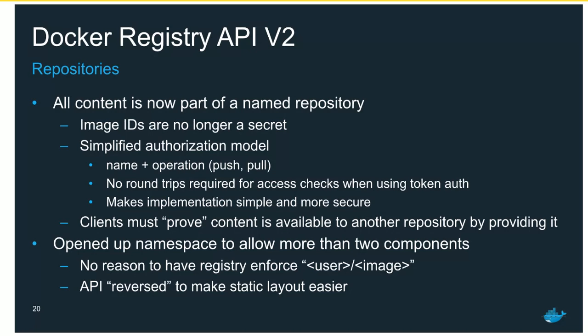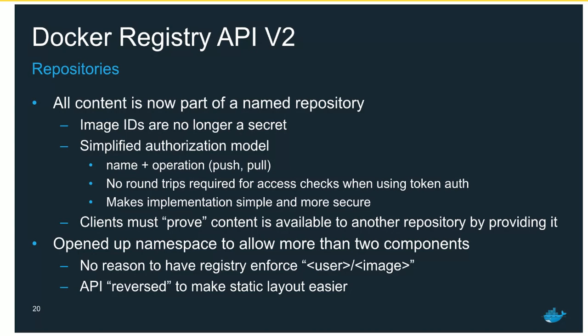We've also simplified the authorization model. All you need to do is ask the question, do you have access to the name plus this operation, whether it's push, pull, or we have some admin support as well. And no round trips are required when using token auth, actually. So it's all inside of the registry. This was a performance problem in the V1 registry. It also makes the implementation a lot more simple and more secure. And so clients move content into a repository by proving they have it, by providing it.